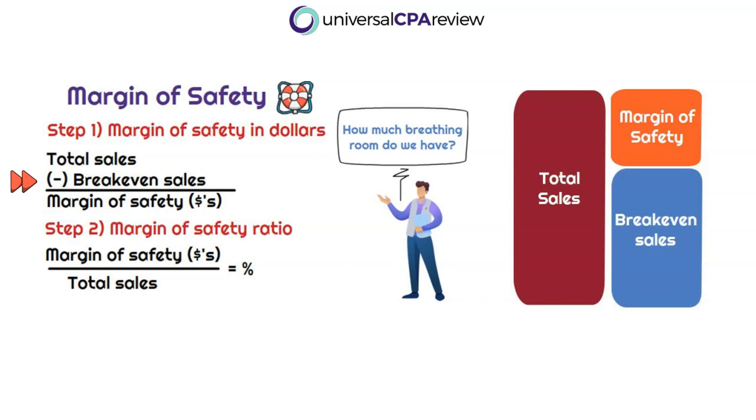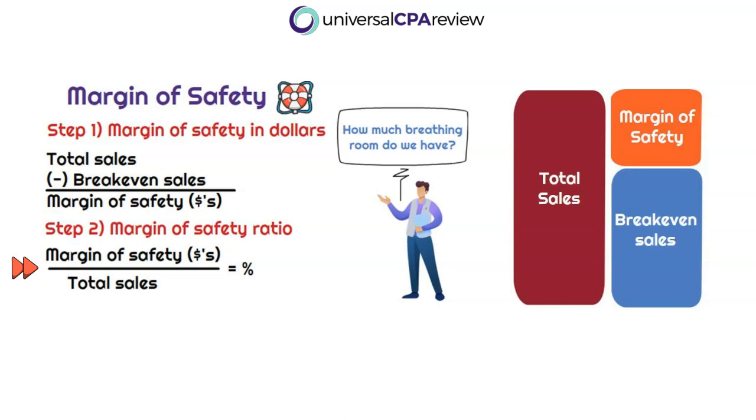If we need to calculate margin of safety in dollars, we would just take total sales, or they could tell you total current sales, but it's just going to be the actual sales or total sales minus break-even sales, which you may have to calculate, and that will give you the margin of safety in dollars. So really straightforward actual calculation there as long as you have the right information. Now we could take this one step further and express this as a percent.